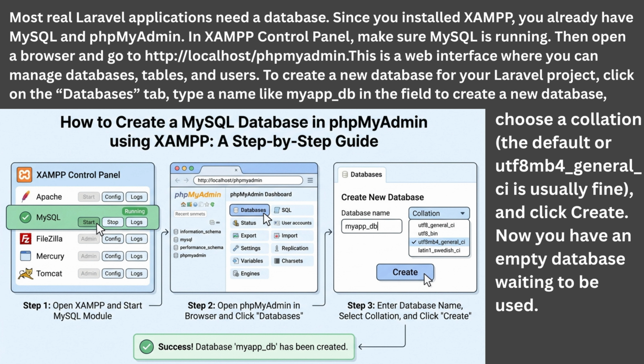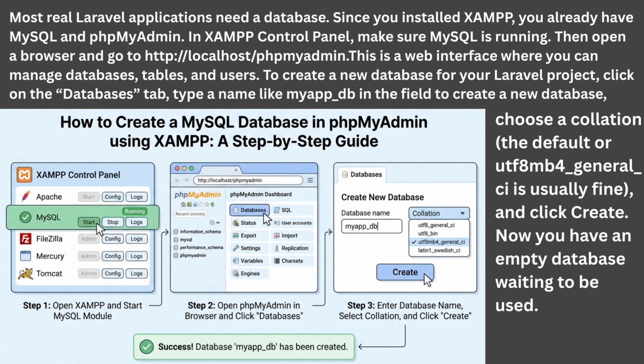Once MySQL is active, open your browser and go to http://localhost/phpMyAdmin. This will take you to phpMyAdmin, a browser-based tool that lets you easily create and manage databases, tables, and users without needing to write SQL manually. To create a new database for your Laravel project, click on the Databases tab at the top of phpMyAdmin. You will see a field labeled Create Database. In that field, type the name you want for your database, such as myapp_db.